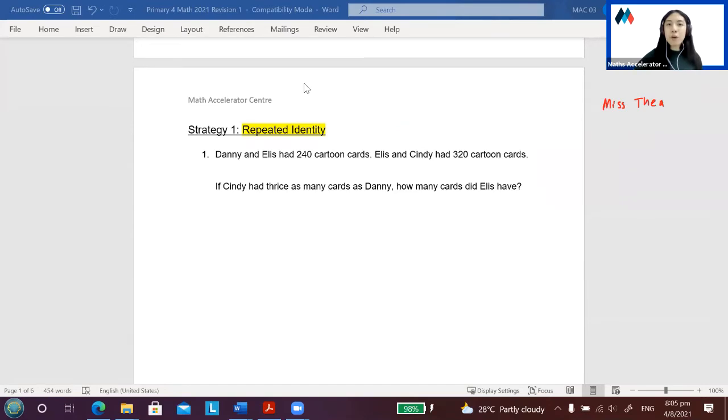First things first, always read the question. One of the main reasons why students get things wrong is because they don't read the question properly. So read it through fully. Here, Danny and Alice have 240 cartoon cards. Alice and Cindy have 320 cartoon cards. If Cindy had thrice as many cards as Danny, how many cards did Alice have? So first, what I like to do is I like to start highlight. Okay, very good, Mabel. If you know how to do it before, that's very good.